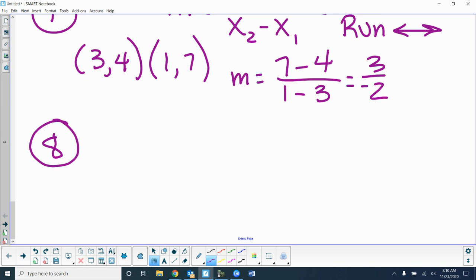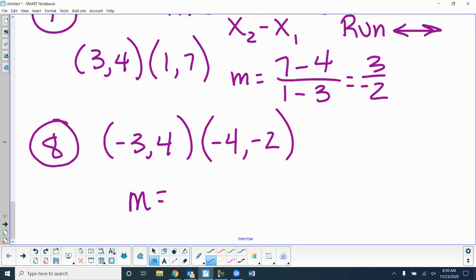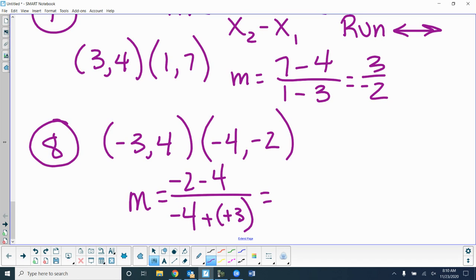Number 8, same type of problem. Negative 3, 4, and negative 4, negative 2. So, second y, negative 2 minus the first y. Second x minus the first x. Minus the negative, addition. Right, Mason? So you get negative 6 over negative 1, which would be positive 6. 7 and 8, simple. You were supposed to know that formula.